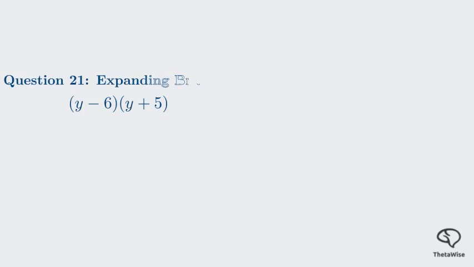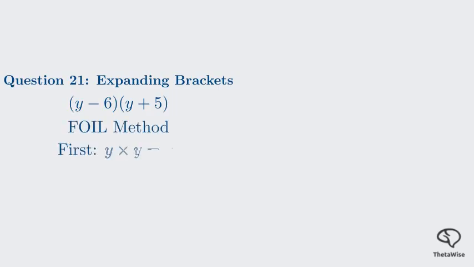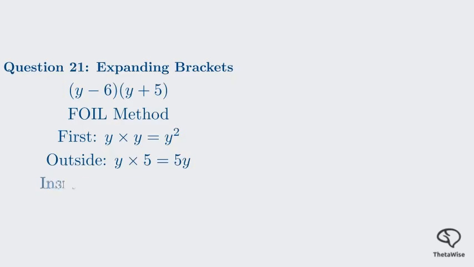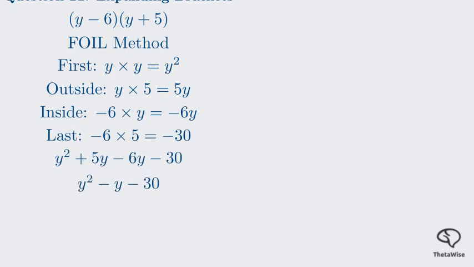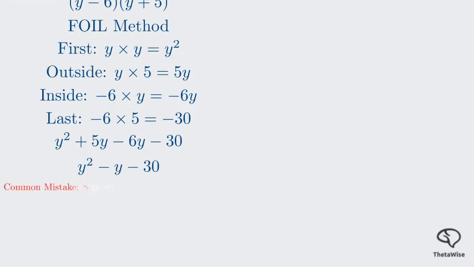Question 21 asks us to expand and simplify the expression y minus 6 times y plus 5. We use the FOIL method. First, outside, inside, last. Now we combine these terms: y squared plus 5y minus 6y minus 30. Combine the like terms in the middle. 5y minus 6y is negative y. Common mistake: getting the sign wrong on the last term. Remember, a negative times a positive is a negative.